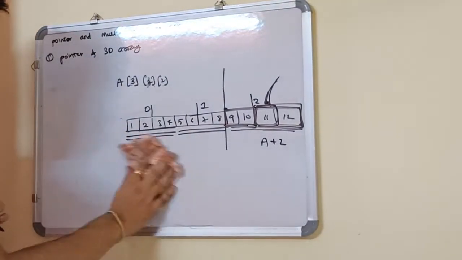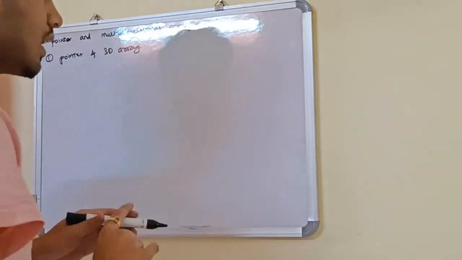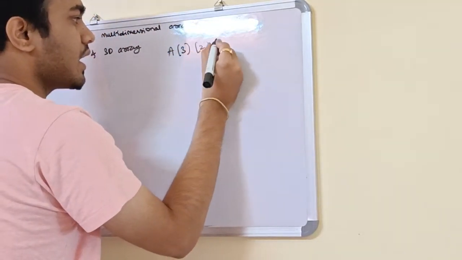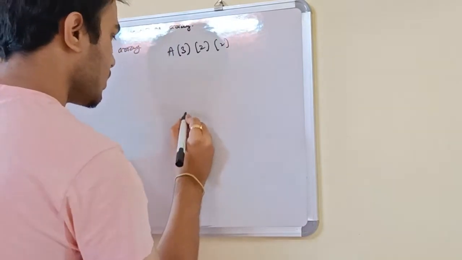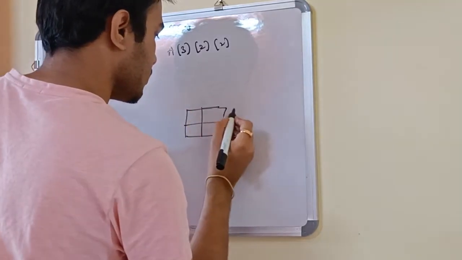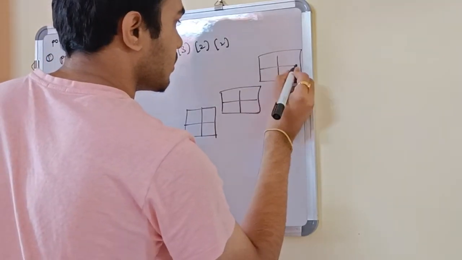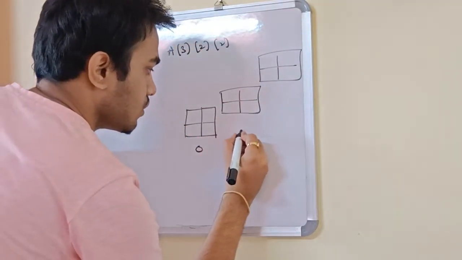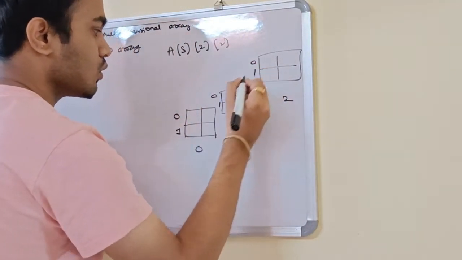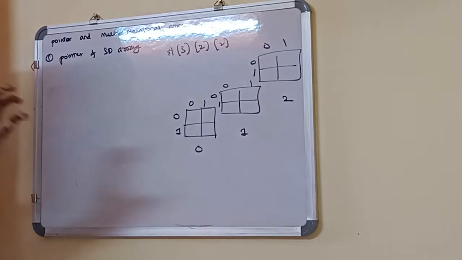Now we will see how we can give a pointer to the array. First let's represent this 3D array in a visual way. This is the first 2D array, this is the second 2D array, and this is the third 2D array. So 0th, first, second. Again here 0, 1, 0, 1, 0, 1. Again here 0, 1, 0, 1, 0, 1. So this is how we can represent it in the 3D visual way.